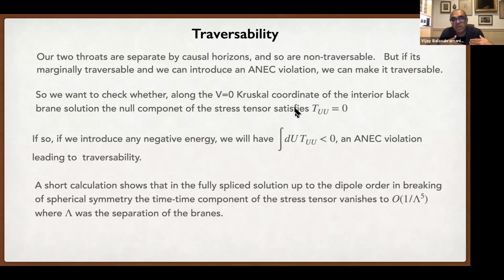So we need to check whether along the v=0 Kruskal coordinate of the interior black-brane solution, the null component of the stress tensor satisfies T_UU = 0. And if so, if you introduce any negative energy, you'll wind up having the integrated T_UU less than 0, which will lead to traversability. So you can do a calculation in the fully SPICED solution and show that up to some order in the brane separation scales, up to 1 over lambda to the 5th, it turns out that the stress tensor component vanishes. So if you can introduce a null energy violation, you will be able to get through.